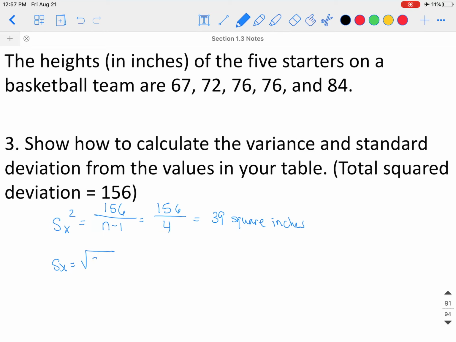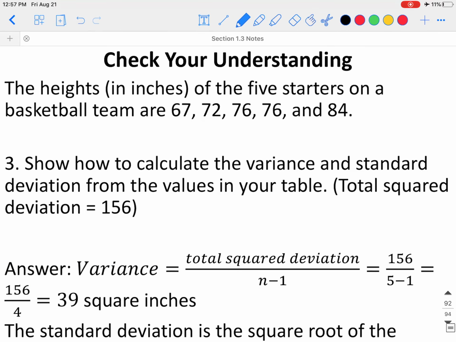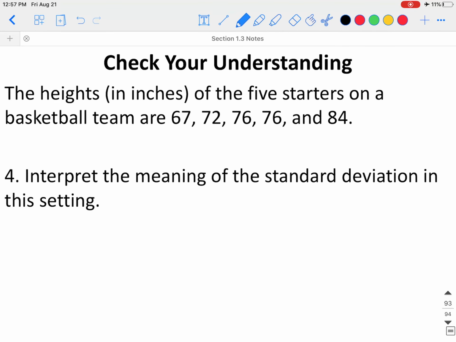To find the standard deviation, you're going to take your variance and take the square root. And the square root of 39 is going to give us 6.24 inches, which means on average, each basketball player has a height of 6.24 inches away from the mean height of all the players together. Interpret the mean and standard deviation in the setting. So the players' heights vary about 6.24 inches from the mean height of 75 inches on average.